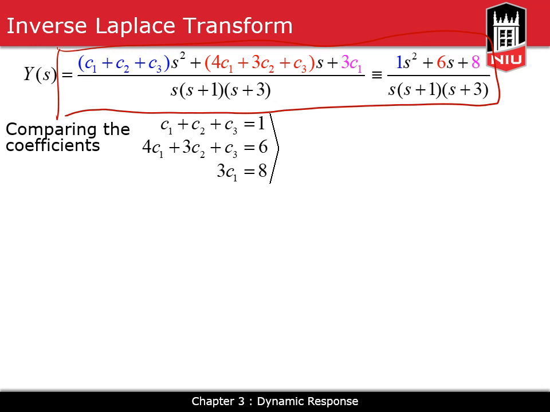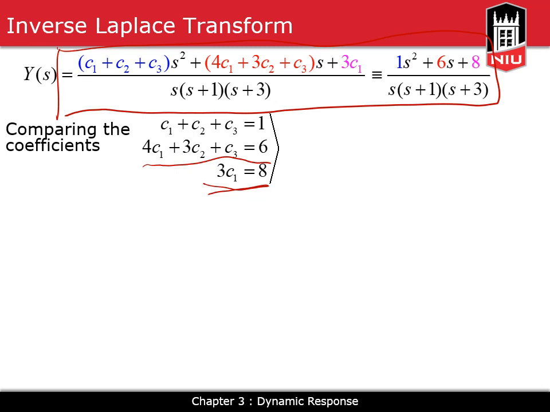The purple color is the constant in the numerator. The 3c1 must be equal to the constant in the numerator of the original function, which is 8. That gives us our first equation. The red ones must be equal. Those are the coefficients of s. So 4 times c1 plus 3 times c2 plus c3 must be equal to 6. Gives us the second equation.